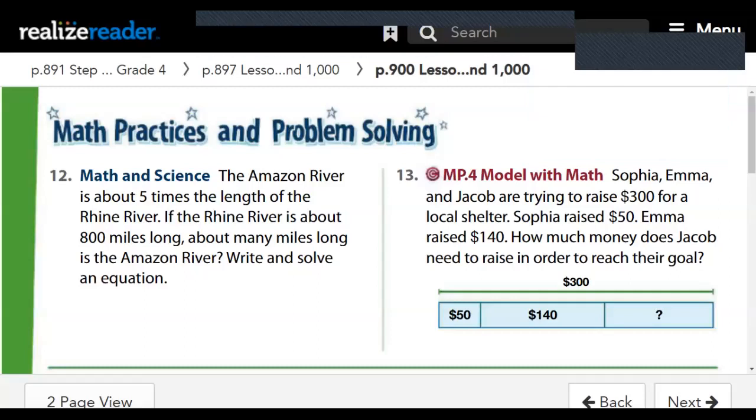All right, number 13, we have model with math here. So Sophia, Emma, and Jacob are trying to raise $300 for a local shelter. Sophia raised $50, Emma raised $140. How much money does Jacob need to raise in order to reach their goal? Okay, so taking a look at this, we have a little bar diagram here, but we need to decide whether it's giving us multiplication, division, addition, or subtraction. All right, taking a look, we have our $300 at the top, which is our total number, and then we have 50 and 140, okay?